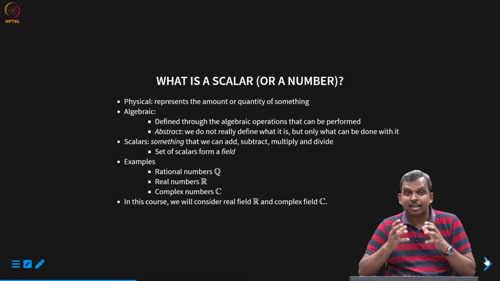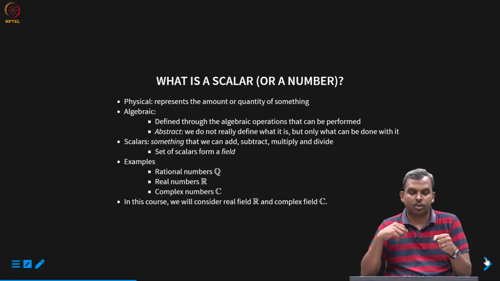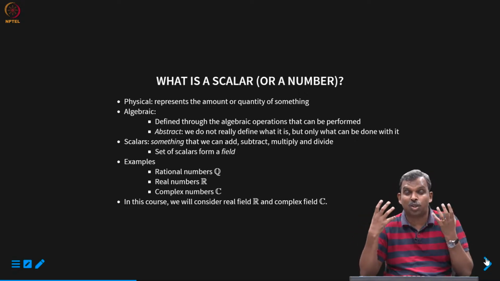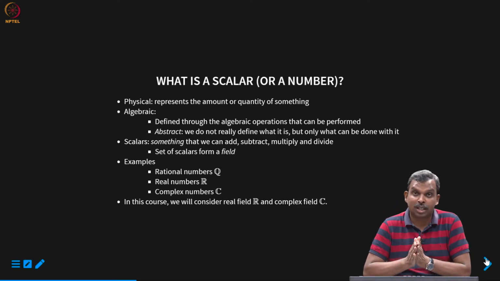More than the number itself, instead of worrying so much about what the number represents or what the number quantifies or what the number is, we will simply care about what you can do with the number. Can you add it? Can you subtract it? Can you multiply? Can you divide? So that's an abstract notion of what a number is. I don't care what it is. I only care what I can do with it, right? So that's the algebraic abstract way of defining numbers.